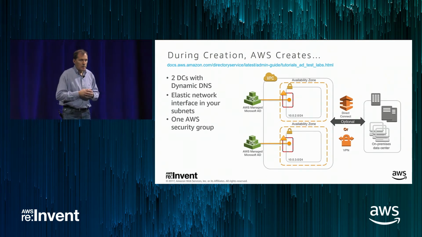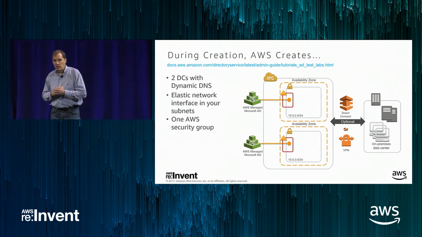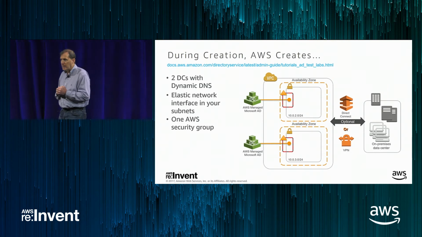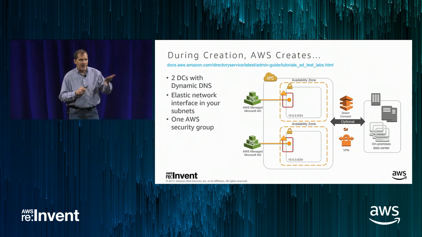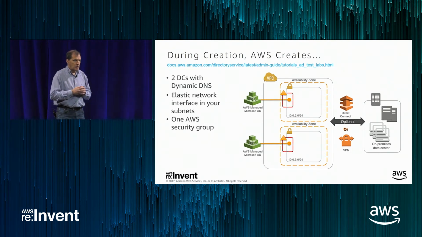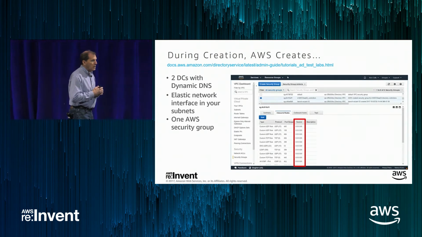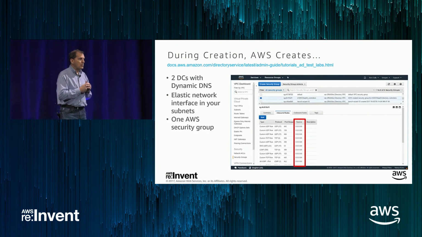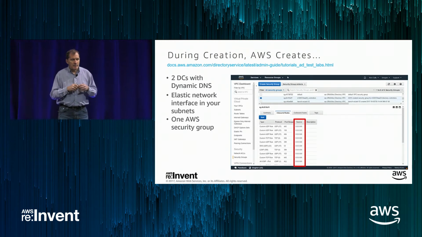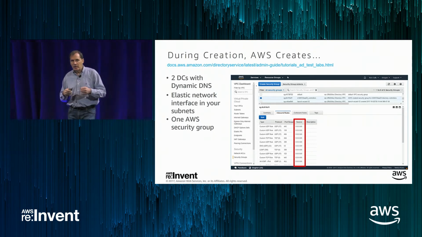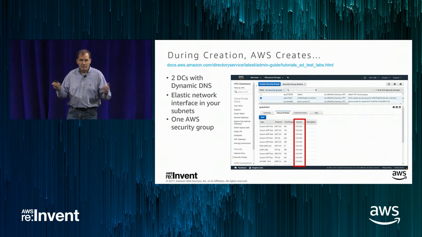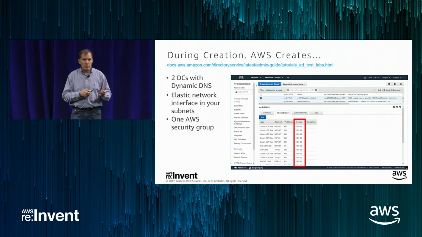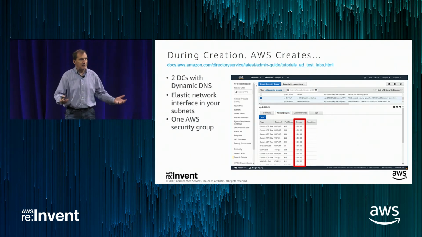As those are created, we also create a security group that's shared by those domain controllers, and that's to manage the traffic into and out of the domain controllers. Now, if you take a look at what those security groups do, they have 0.0.0.0/0 as the source address, because we need to be able to accept traffic from anything that's inside that VPC.